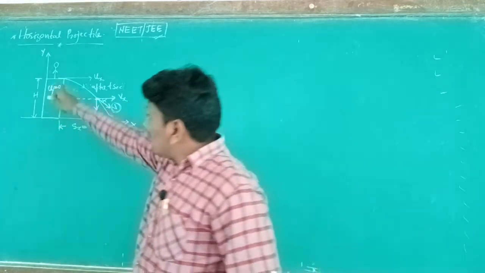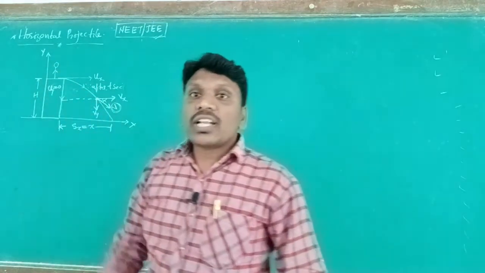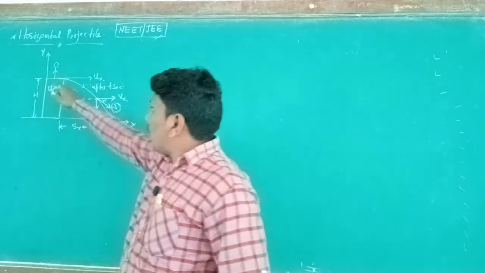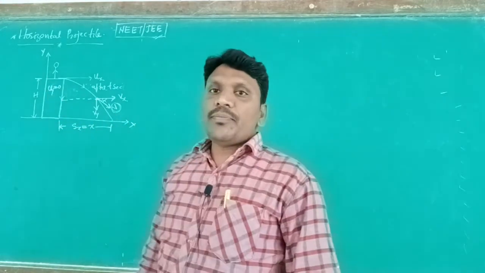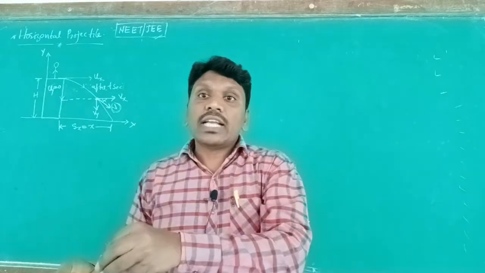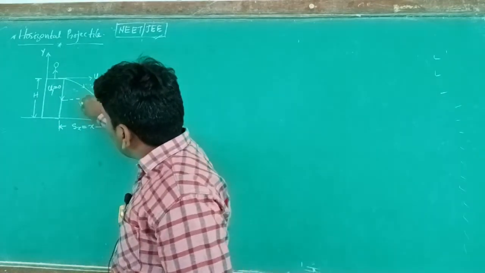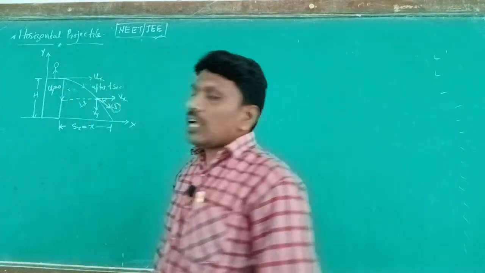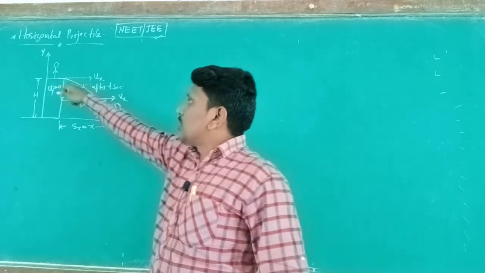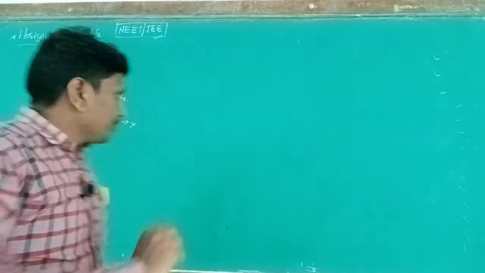Listen to me, there is only time of descent. Time of ascent is not there, because the body is coming from the highest point to the ground. The time taken from the highest point to reach the ground is known as the time of descent. So the time of descent is the time to travel from the maximum height to the ground. Let us solve first.